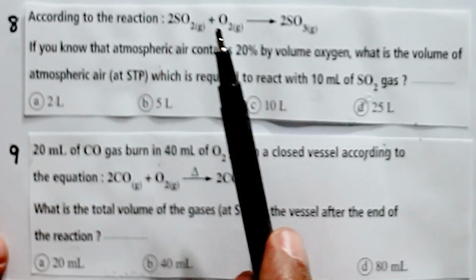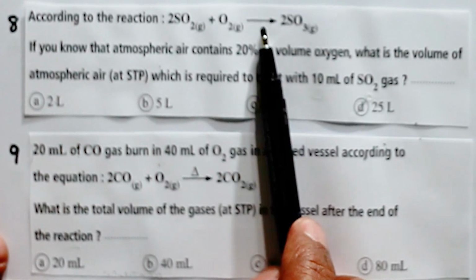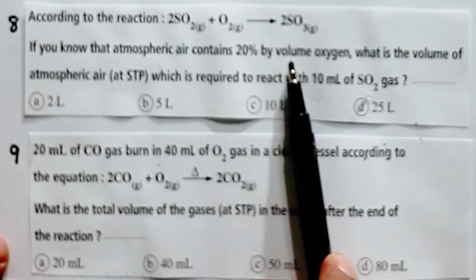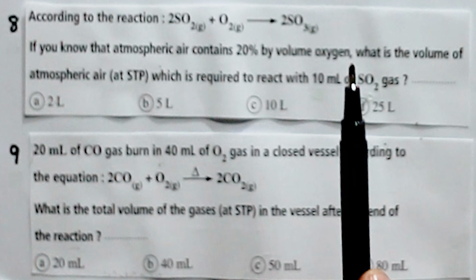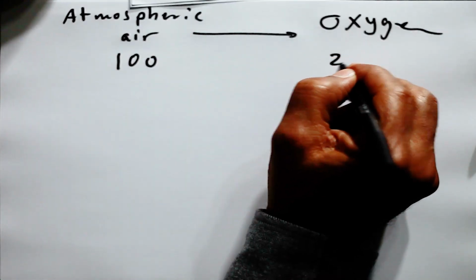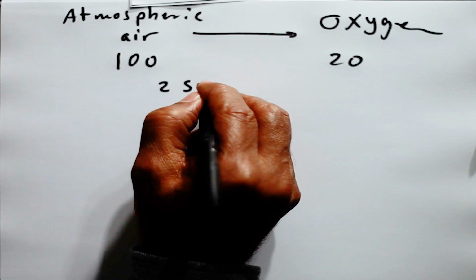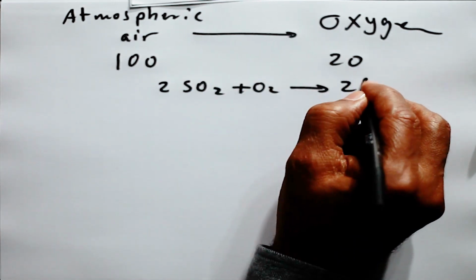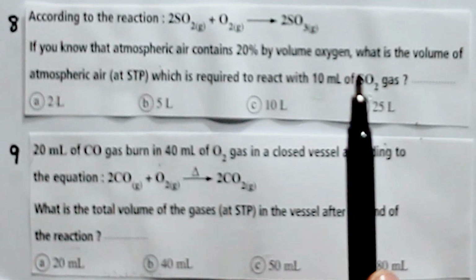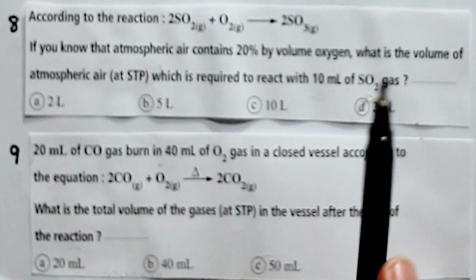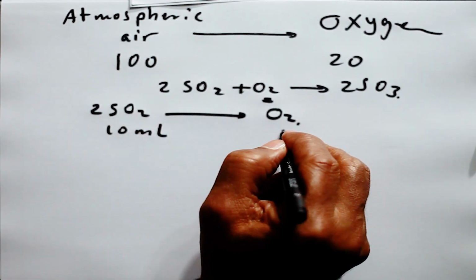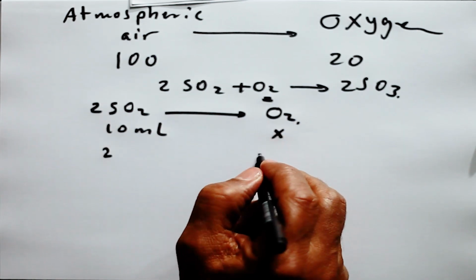According to the reaction, 2SO2 plus O2 produces 2SO3. If you know that atmospheric air contains 20% volume of oxygen: before solving the problem, atmospheric air contains oxygen 100, contains 20. What is the volume of atmospheric air at STP which is required to react with 10 milliliters of SO2? 2SO2 reacts with oxygen. SO2 10 milliliters, oxygen X. From the equation, 2 moles react with 1.